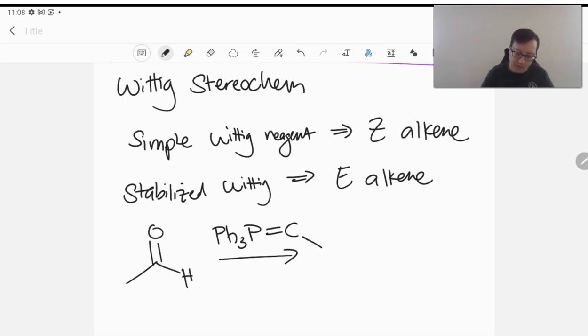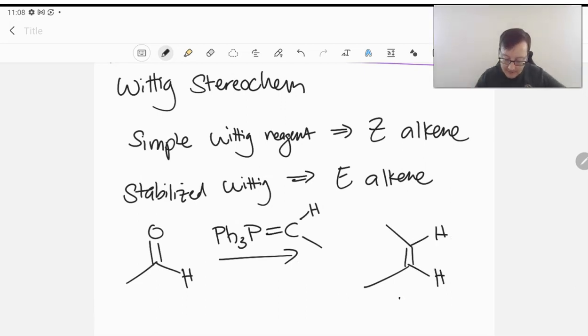we'll have one methyl group and one hydrogen on our Wittig reagent, we're going to see that those methyl groups will be pointing in the same direction. This is the Z alkene. So with normal Wittig reagents, that's what you get. But we're going to see if it's stabilized.